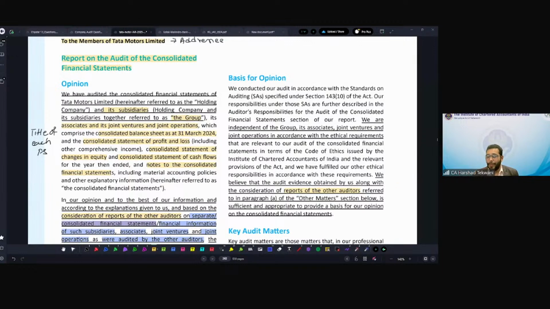Clear? Any doubt with respect to this? Clear, sir. Okay. Now coming to another area, key audit matters. How will you determine key audit matters? For consolidated financial statements, if I ask you to determine key audit matters, how?